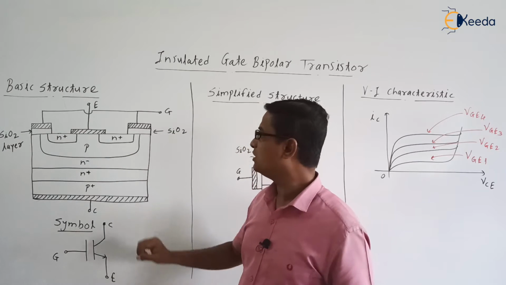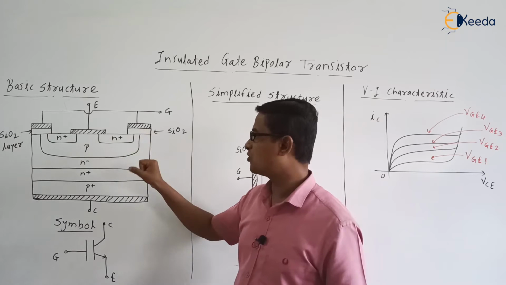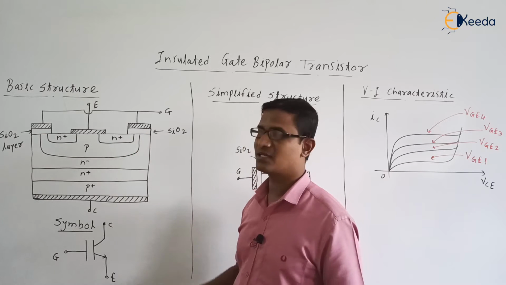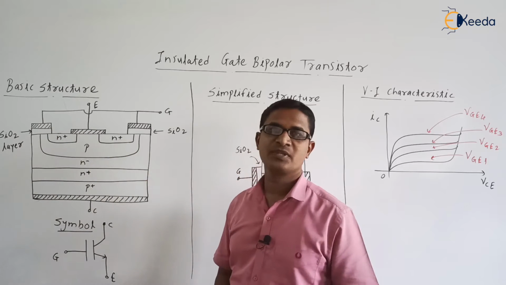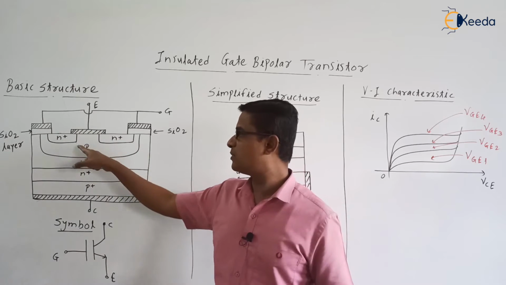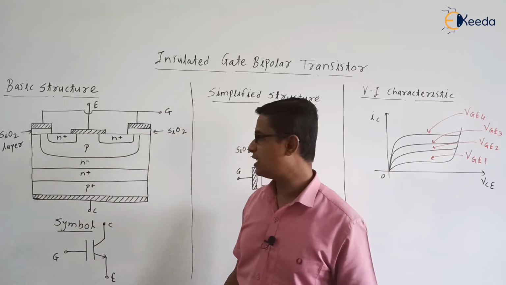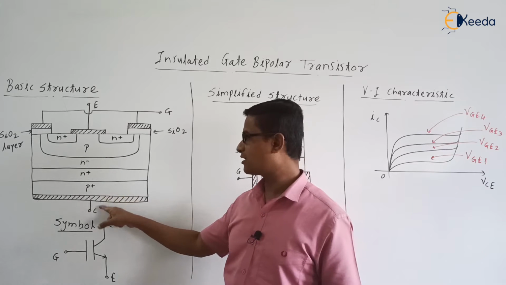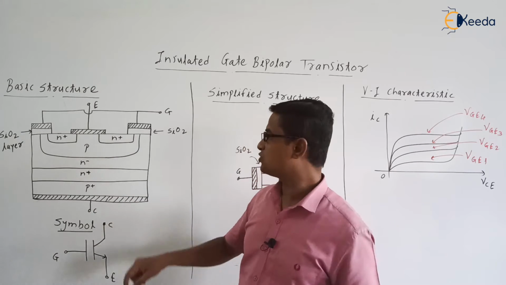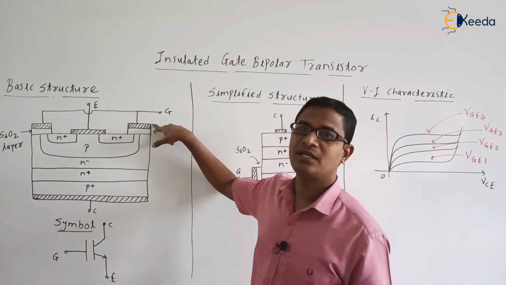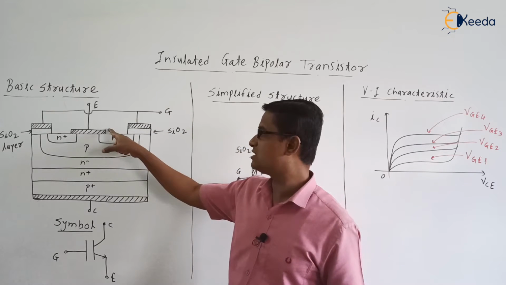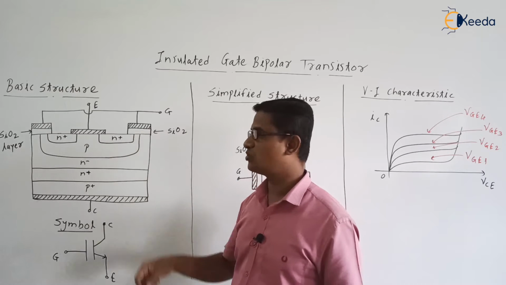Here the gate terminal is connected through the SiO2 layer to the N plus, P and N minus layer. The emitter terminal is connected to the N plus, P and N plus layer. Next, the collector terminal is directly connected to the P plus layer. This line indicates the direct connection, and this one is through the SiO2 layer.